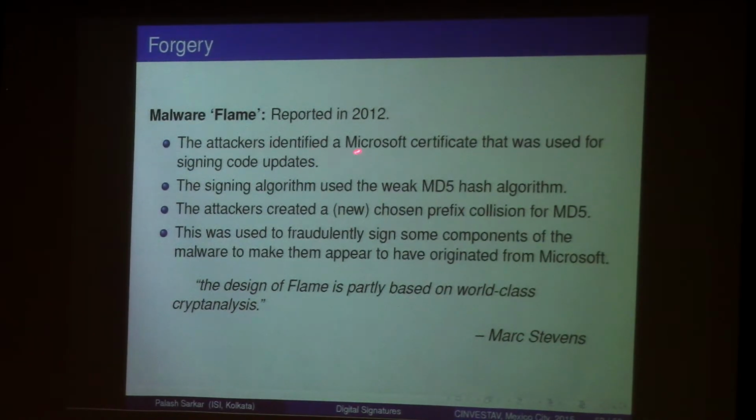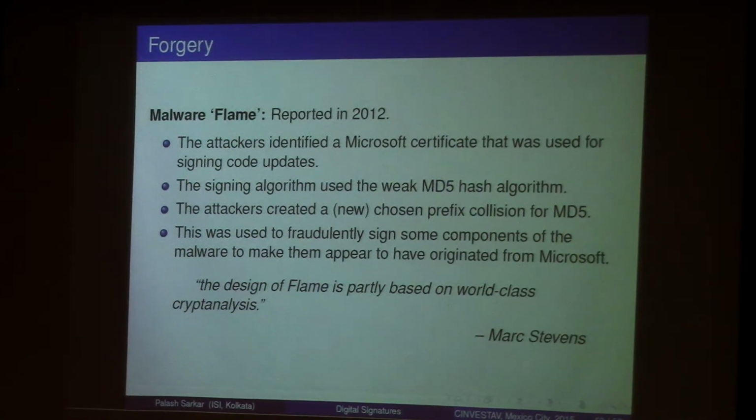So the attackers identified a Microsoft certificate that was used for signing code updates. If you remember, I talked about Tor. Tor downloads code. Now that code is signed. Microsoft also sends you updates across the air. You can update your Windows system over the air. And these code fragments are also signed, and there is a corresponding certificate. So the attackers identified a Microsoft certificate that was used for signing code updates. The signing algorithm used the weak MD5 hash function.